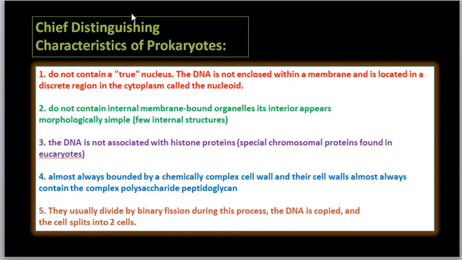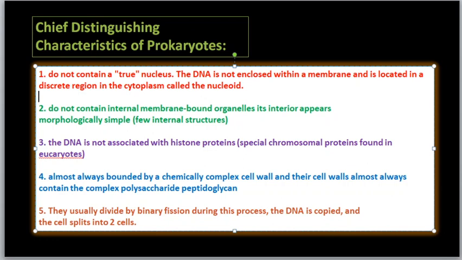Let's move on. Okay, so these are the chief distinguishing characteristics of your prokaryotes. Most of this class I've already discussed during the first chapter. Okay, so what are those? Number 1, they do not contain a true nucleus because their DNA is not enclosed within a membrane and is located in a discrete region in the cytoplasm called nucleoid. Okay, so diba? As I've said, the DNA of your prokaryotes are not enclosed, okay, with the membrane.